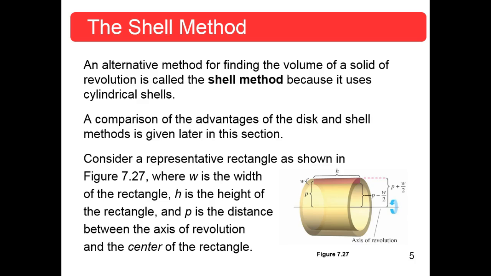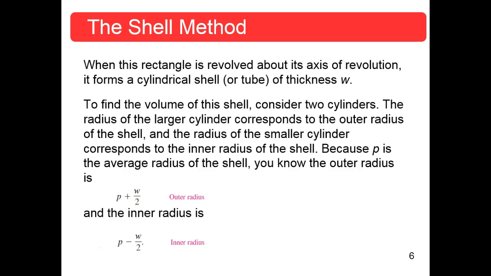I guess P is the center of that rectangle, is what we understand. P is the distance between the axis of revolution and the center of the rectangle. That's what I have to do, plus and minus W over 2. Okay. When that rectangle is revolved around the axis of revolution, it forms a cylindrical shell or a tube of thickness W. And that W can be very small. We could get down to a dy, say.